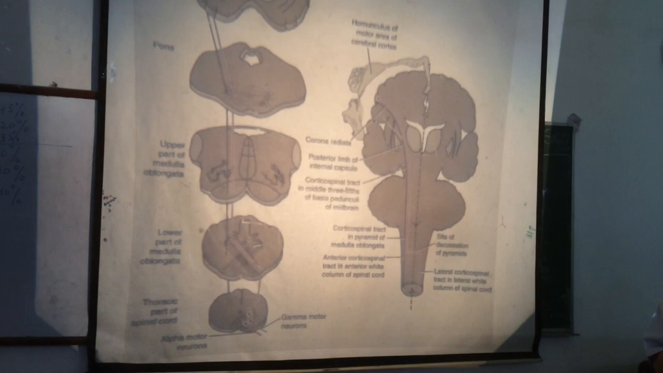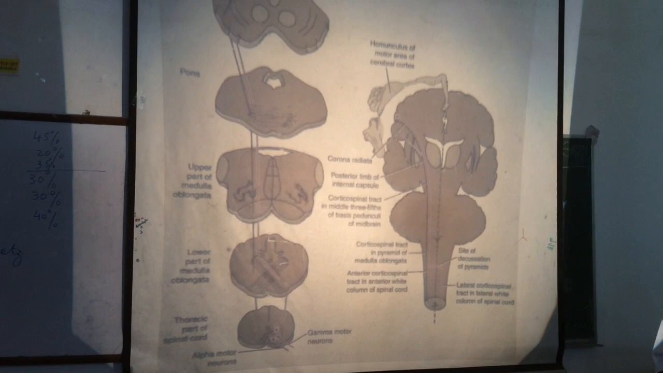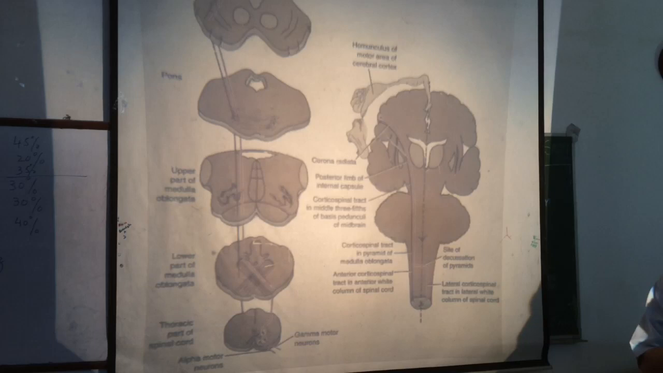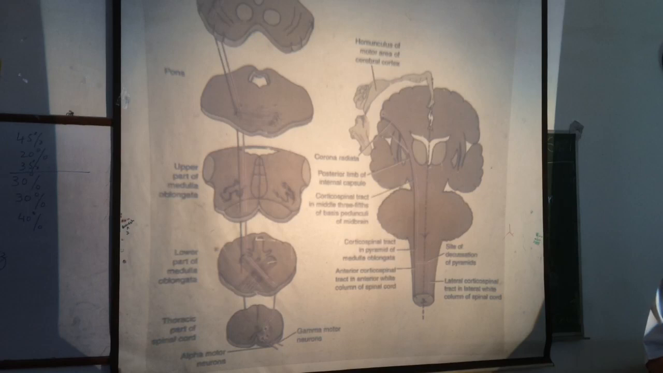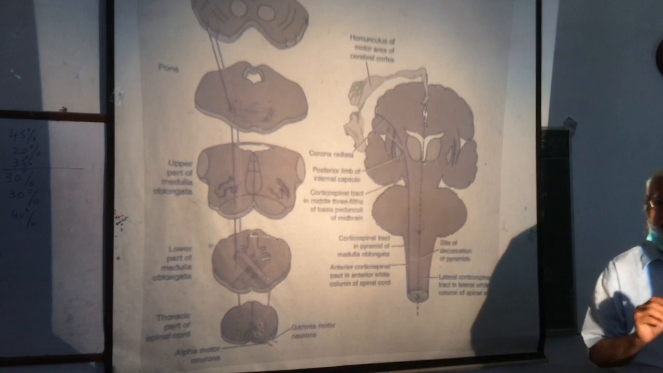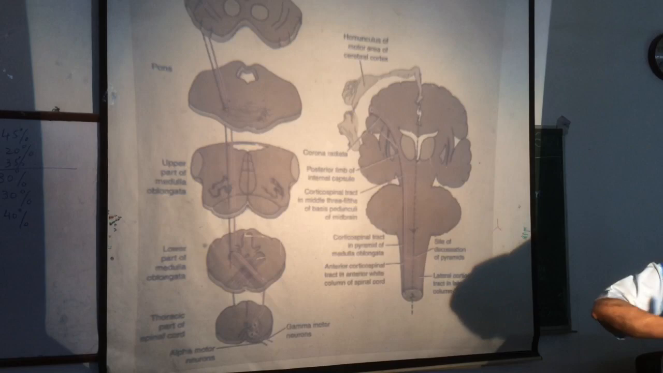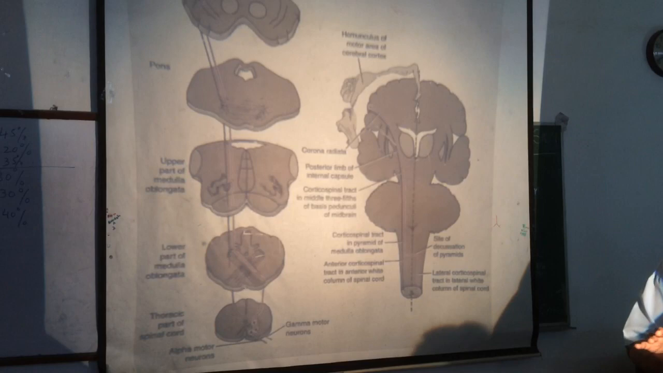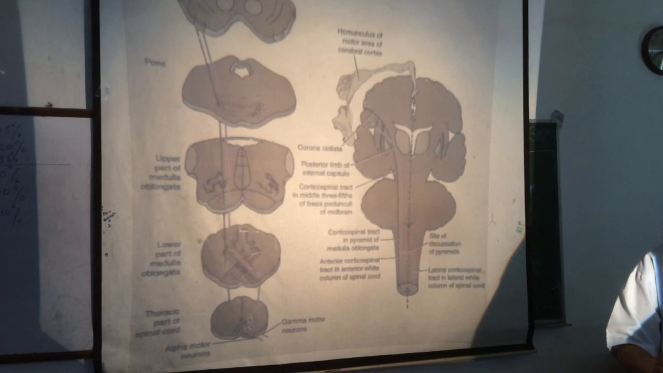Collaterals from the corticospinal tracts go to the caudate nucleus, lentiform nucleus, red nucleus, inferior olivary nucleus, and also the reticular formation. So collaterals from the corticospinal tracts go to the caudate, lentiform nuclei, red nucleus, inferior olivary nucleus, and also the reticular formation. These are the collaterals from the corticospinal tract.